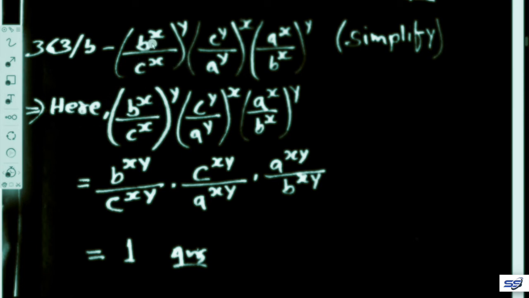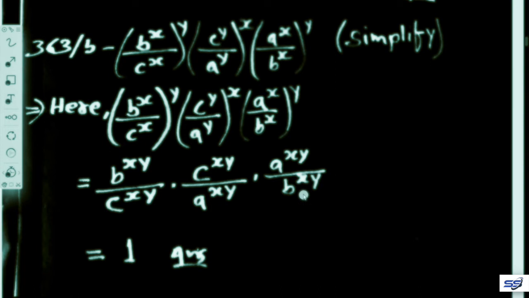The question shall be written as usual: (b power x upon c power x) whole power y, (c power y upon a power y) whole power x, (a power x upon b power x) whole power y, equal. b power x y, this is multiplied, x into y, x y. This will be multiplied to the power of the bottom, c power x into y, c power x y. Again c power y into x, c power x y, a power y into x, a power x y. Here a power x into y, a power x y, b power x into y, b power x y.